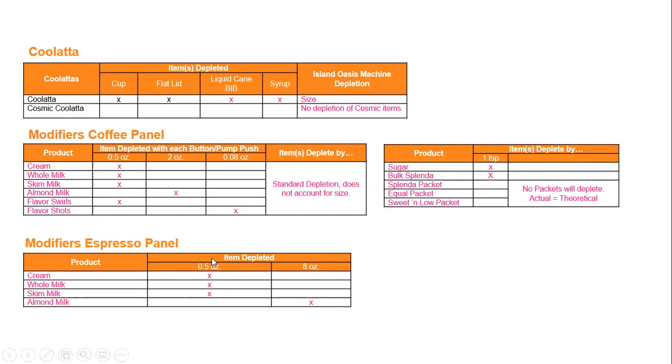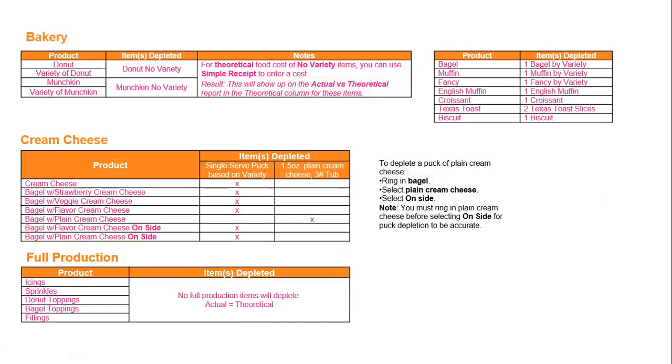For the espresso panel, same thing. You can see how items deplete as it relates to the dairy for the espresso. Bakery, cream cheese, full production, ton of different stuff here. I'll just jump around a little bit.